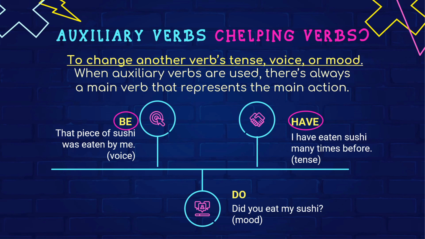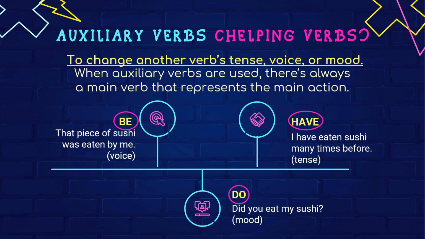Alright, and the third one, which will be do. Did you eat my sushi? Okay, do. Did you eat my sushi? When you say do, the words do, does or did are in the same category. So remember that auxiliary verbs are helping verbs to change another verb's tense, voice or mood.